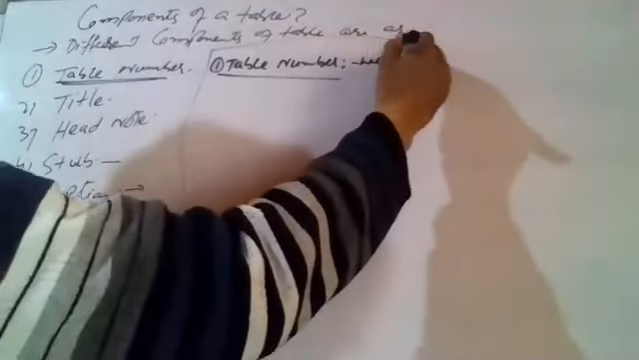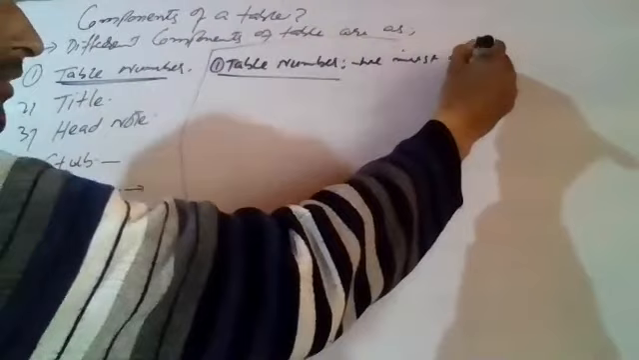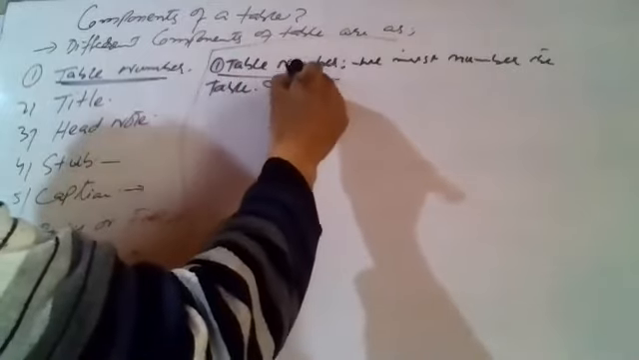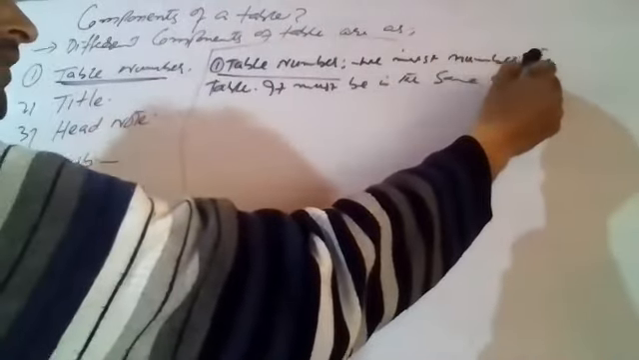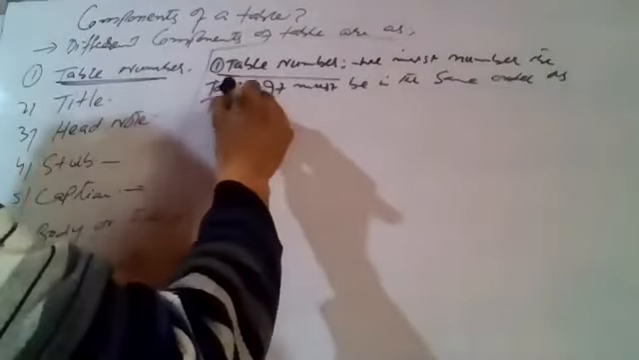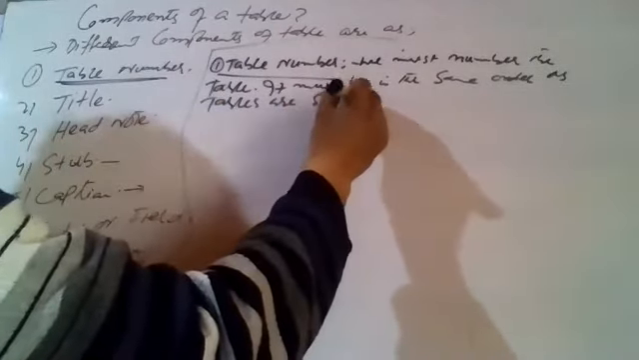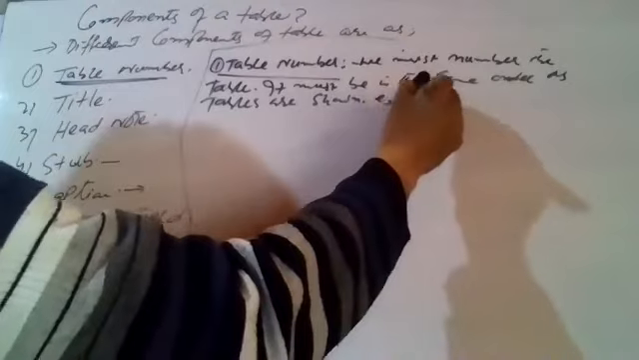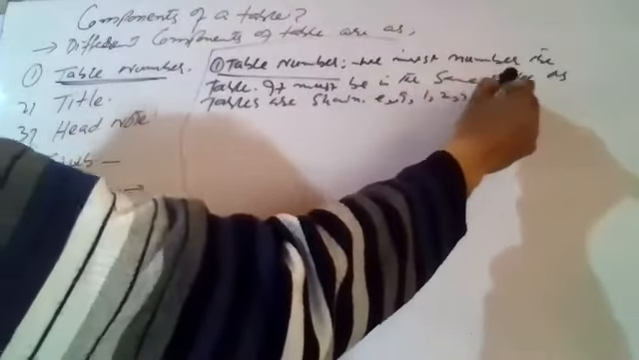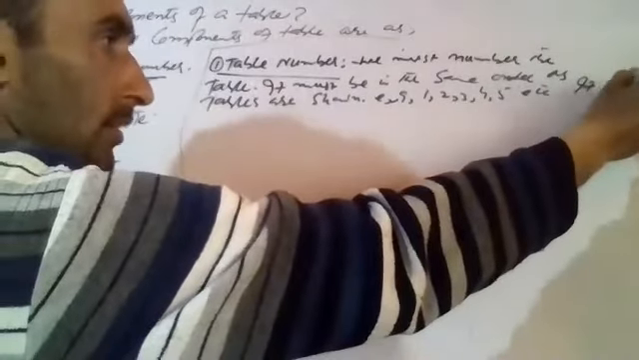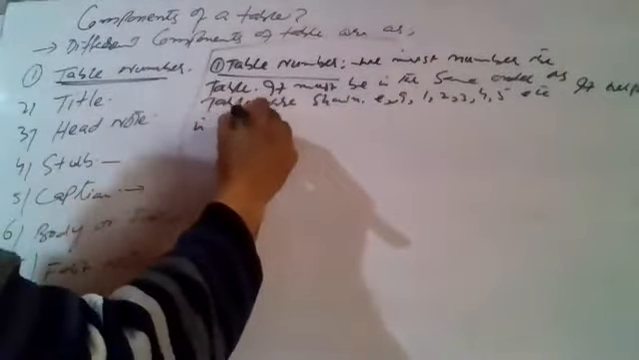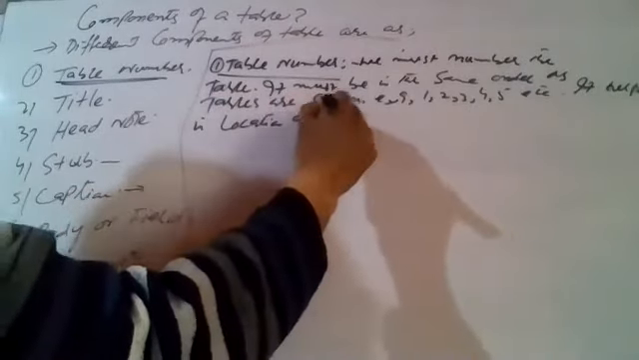We must number the table. It must be in the same order as tables are shown. For example, 1, 2, 3, 4, etc. So this is table number. It helps us in the location of the table. So this is very important.